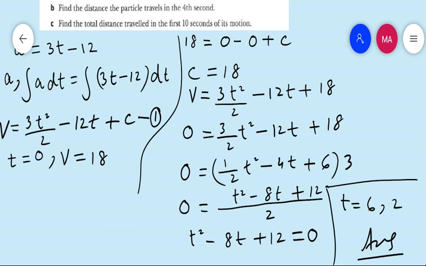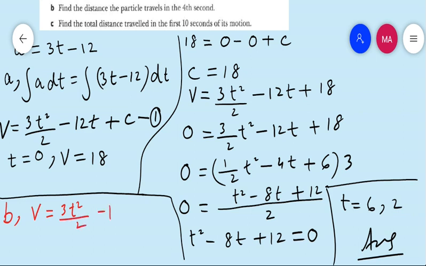What is part B? You can see on the top of your screen. Part B: find the distance the particle travels in the 4th second. So first we have to write the value of v, which is equal to 3t square upon 2 minus 12t plus 18.